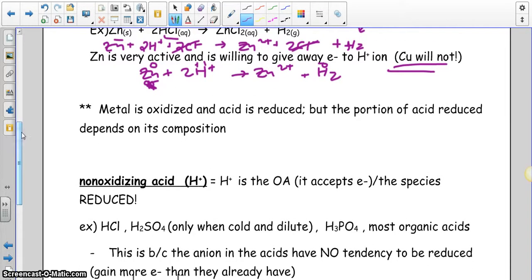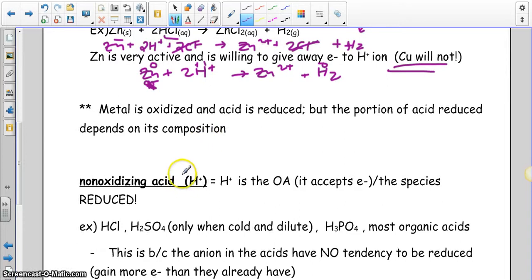Okay, let's talk about oxidizing and non-oxidizing acids. These are things that have a method on how to solve these types of problems, but you have to really have a lot of practice because sometimes they're hard to predict. So read with me here. The metal is oxidized, the acid is reduced, right?